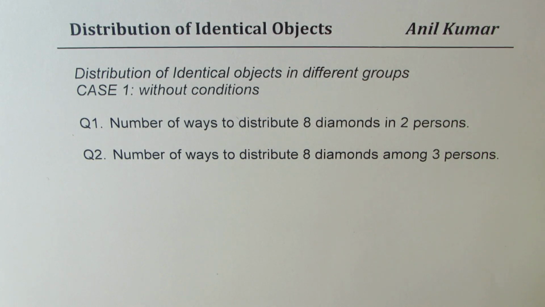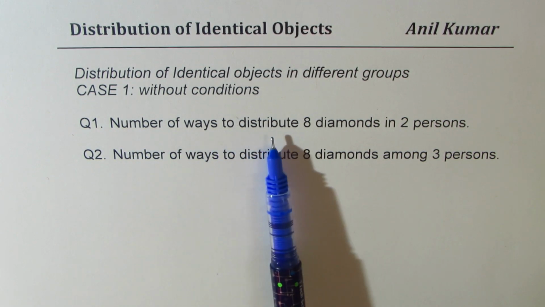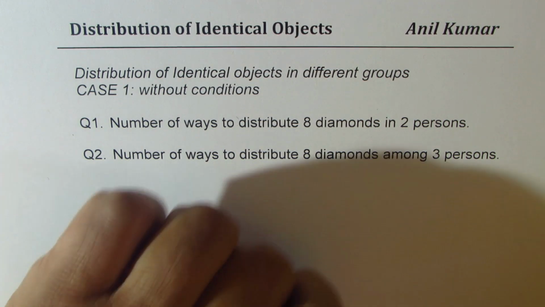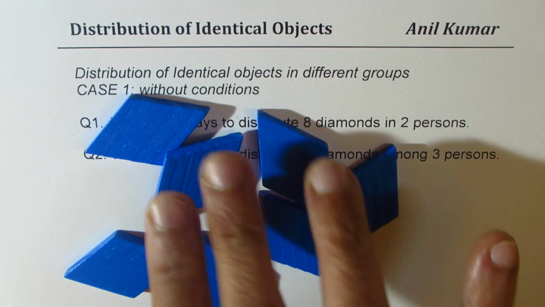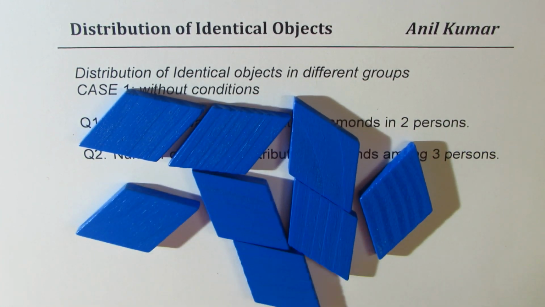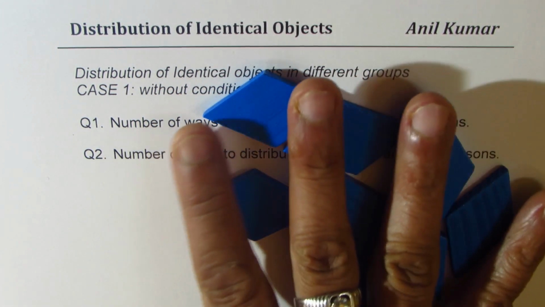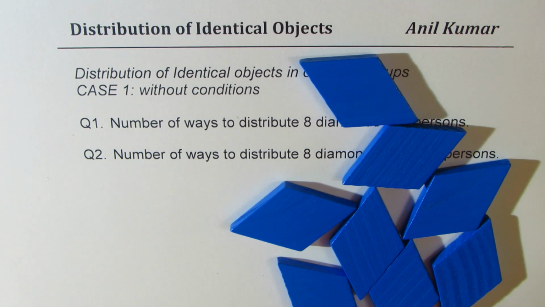So let's begin with case 1, without condition. Now here we need to find the number of ways to distribute 8 diamonds in 2 persons. Now when we have to distribute, why not distribute diamonds, correct? So let's say these are the 8 diamonds for us, right? So these are 8 diamonds and we need to distribute them to 2 different persons, correct? Now, in that case, the condition could be that one person gets nothing, the other one gets all 8, right? That could be the case, since there is no condition.